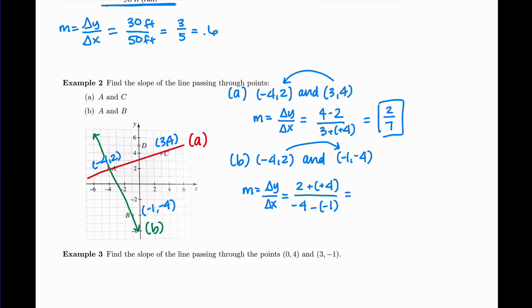This will be plus a positive, so that'll be a 6 on top. We'll have a -3 on the bottom, and we'll get -2 as our slope.